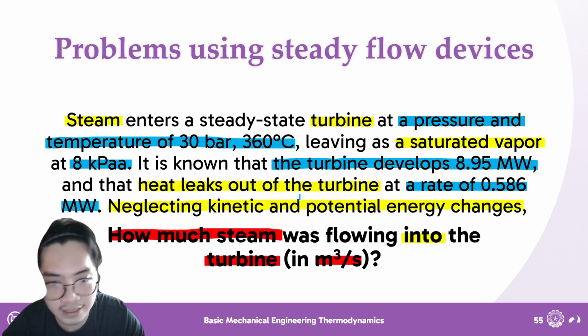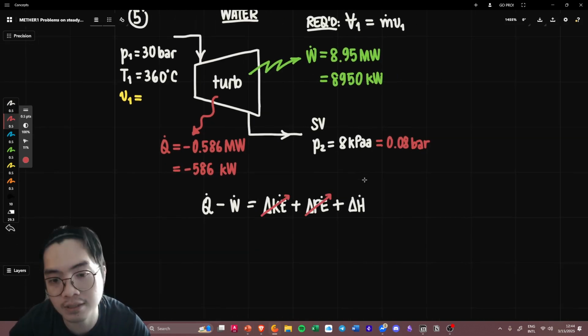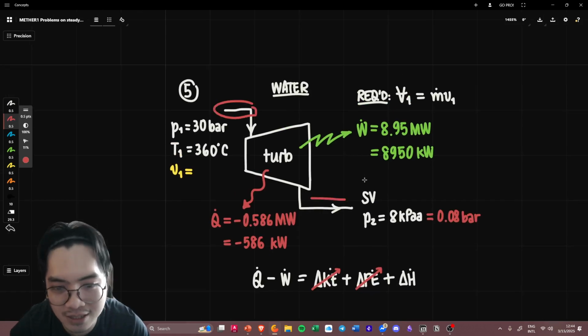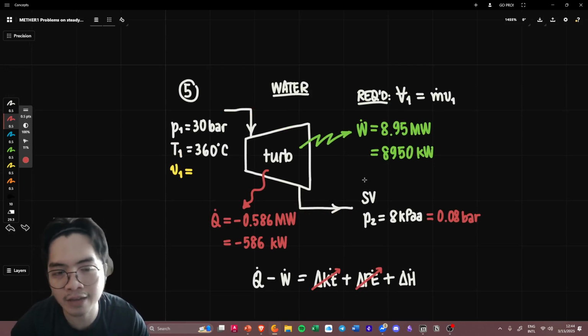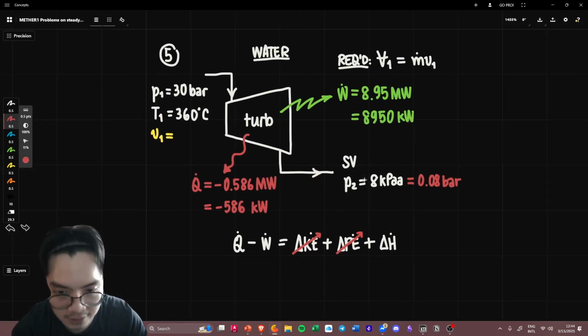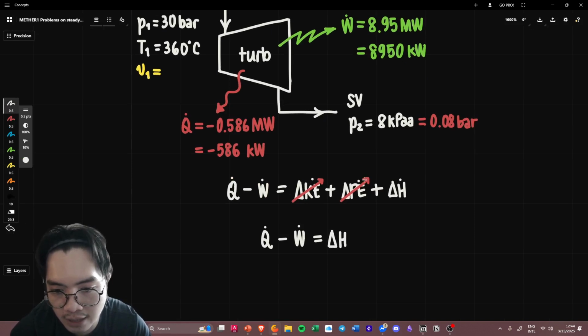Or rather, neglecting kinetic and potential energy changes, that is already being said explicitly, so we can just remove them. Even though you see there is kind of an elevation difference between the two, it's just a symbolic kind of difference, right? So now we can simplify this into Q minus W is equal to delta H.